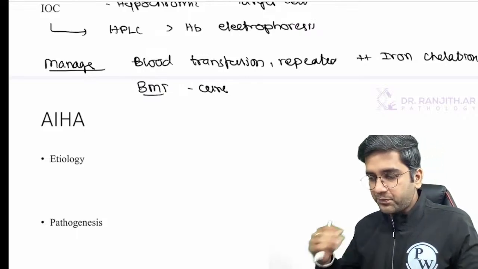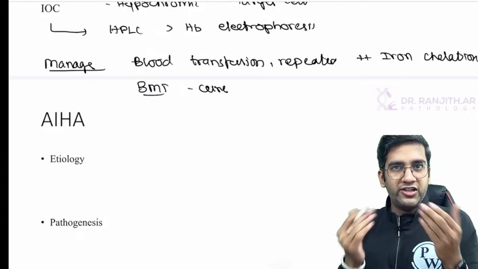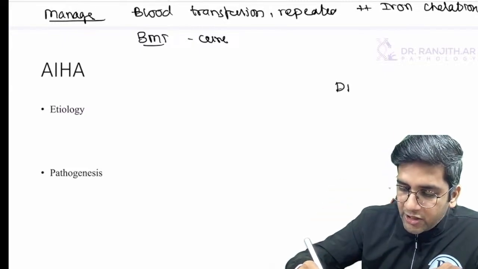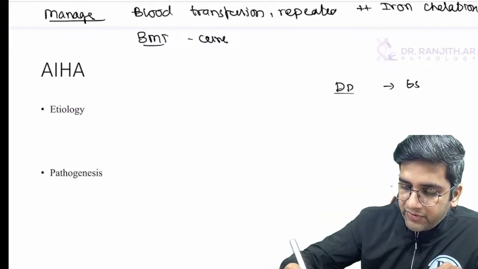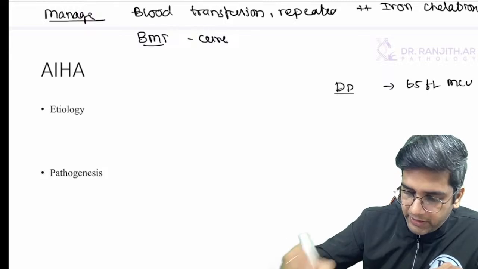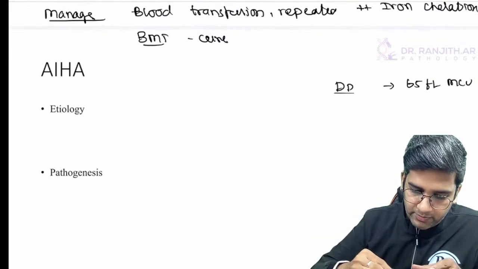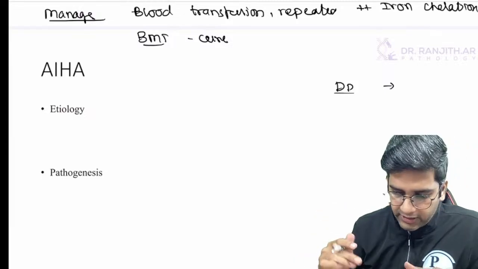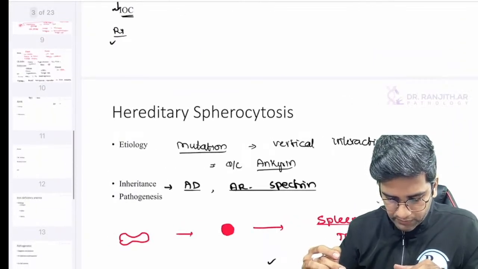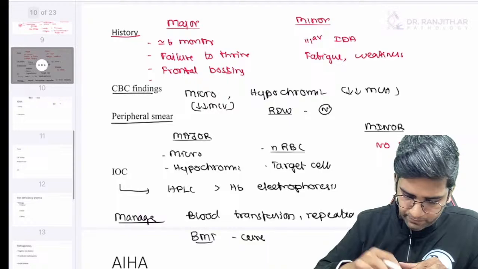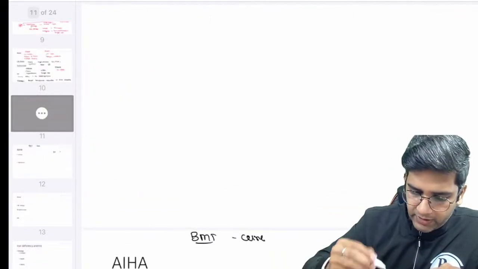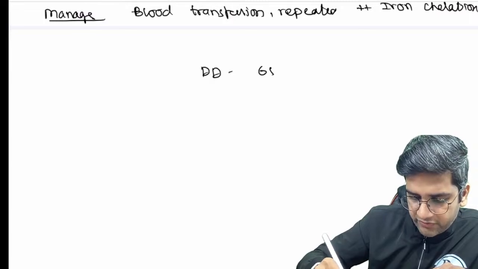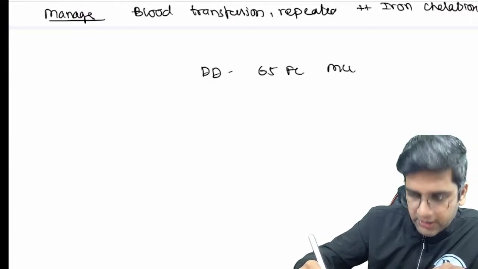Fine. Okay. If there's a question on differential diagnosis, right? This is for everyone. Any question which asks, give me the differential diagnosis for 65 femtoliter MCV. Maybe I'll write this as a separate page, so if any questions come in this line, it might be helpful for you guys. Fine. See, if there's any question which talks about the differential diagnosis of 65 femtoliter MCV.